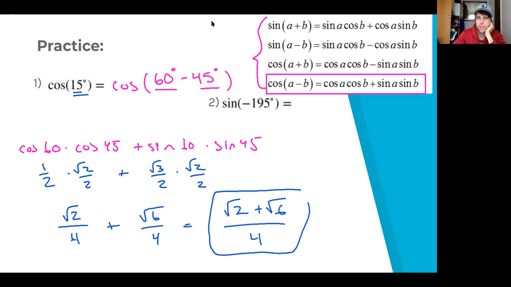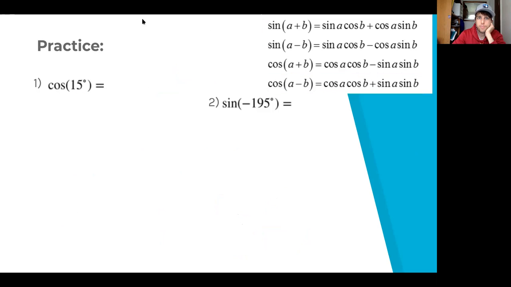All right, I'm going to go ahead and clear that and work on the next one. The next one here is a little bit weirder. We're going to have to apply some other properties here really quick first. So first of all, sine is an odd function. So I'm going to rewrite this as negative sine of 195. That way I don't have to worry about this negative angle at all. I think that's the easiest way to deal with that.